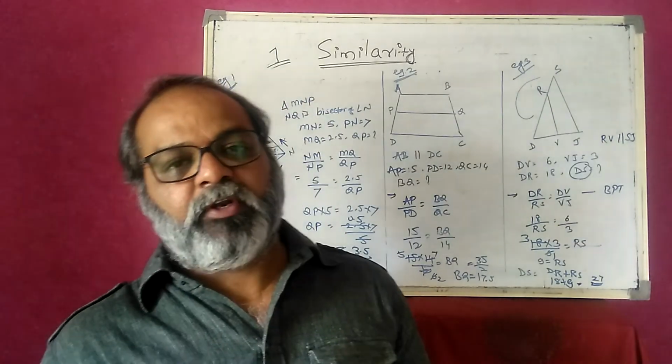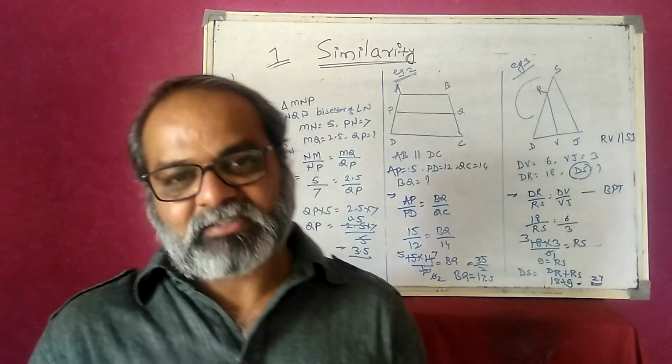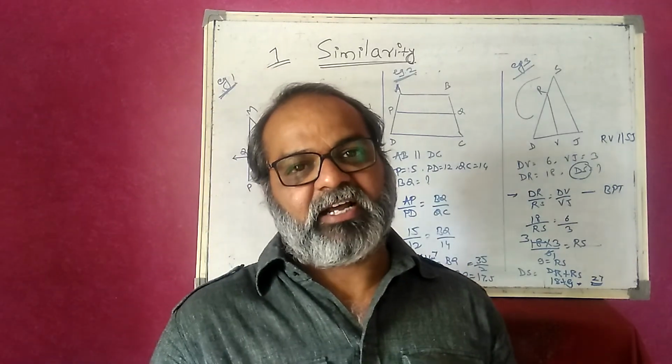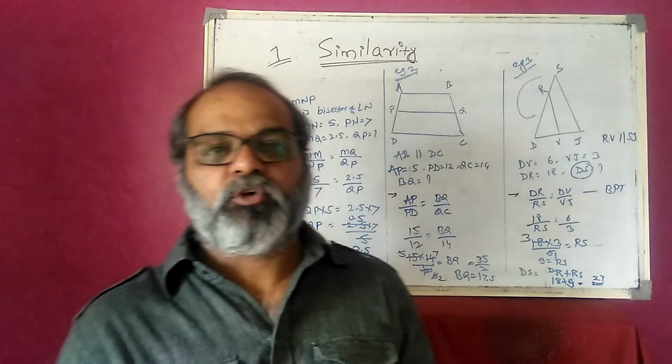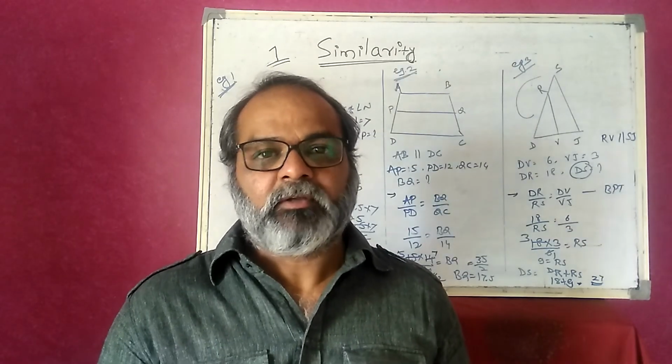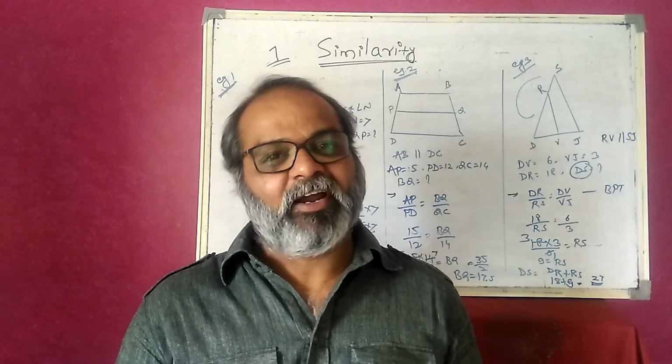So in today's video, we just learned the property of the angle bisector, the property of three parallel lines and transversals, and problems on the two properties. If you have any query, just comment, and thank you.